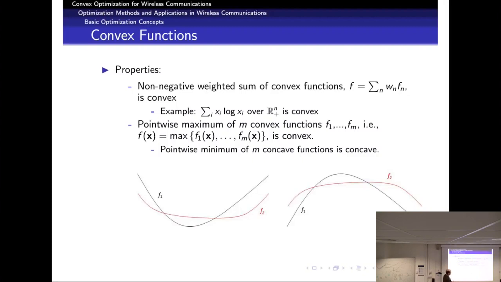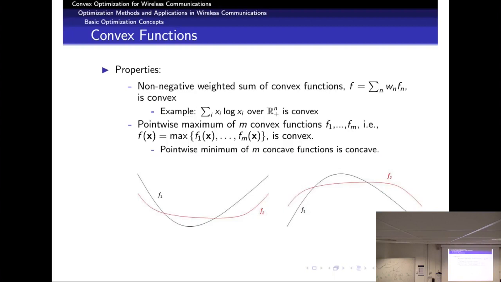So two more useful properties of convex function. The first is what happens if you sum two convex functions or n convex functions. The interesting thing is that if you have a non-negative weighted sum, so I take, for instance, two convex functions f1 and I sum with another convex function f2, this would be a non-negative weighted sum where my weights are 1 and 1. Essentially, this will still be a convex function.